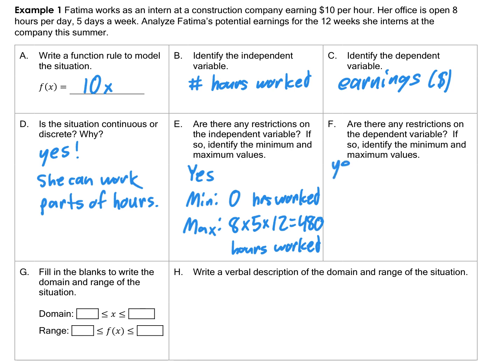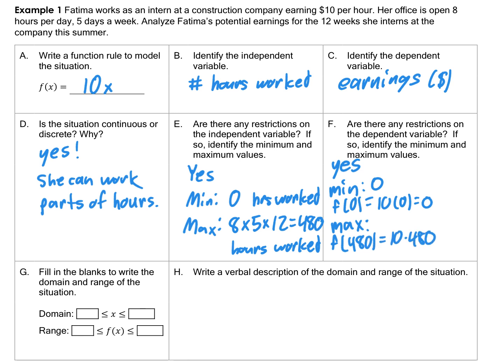Are there any restrictions on the dependent variable? If so, identify the minimum and maximum values. Well, let's try this out. If we plug in 0 to our equation, then f of 0 equals 10 times 0, which is 0. And if we plug in 480, we get f of 480 equals 10 times 480, which equals $4,800. Therefore, her pay should be between 0 and $4,800. So yes, there are restrictions to the dependent variable.